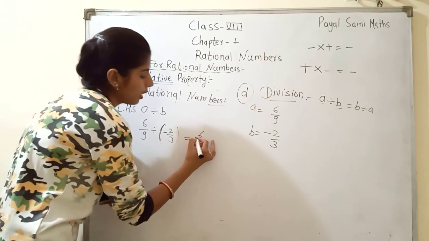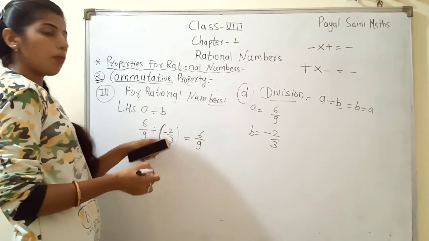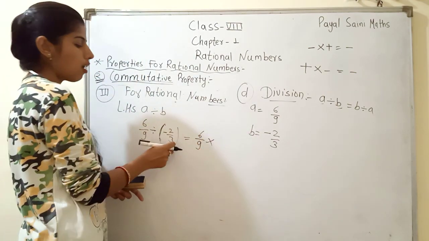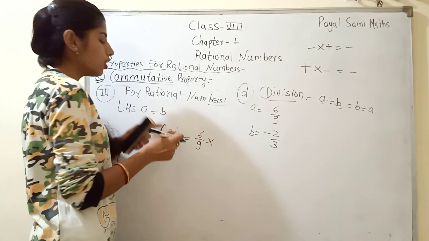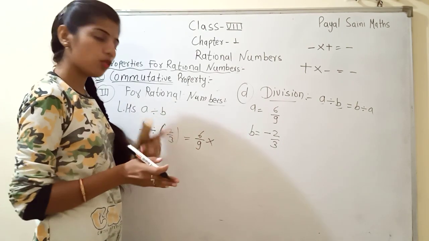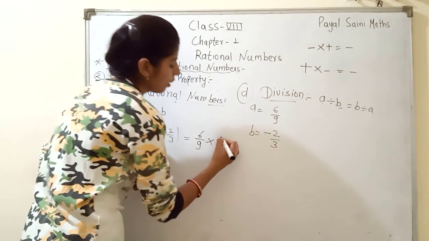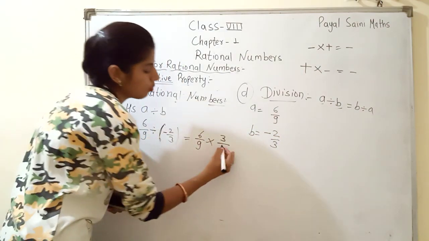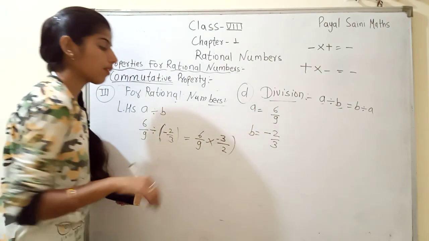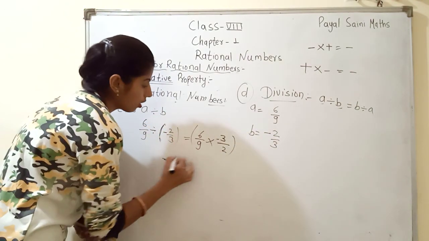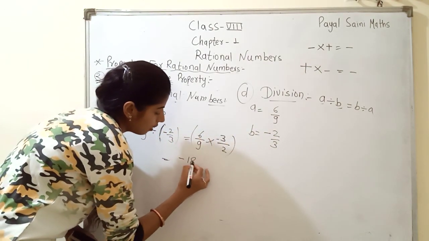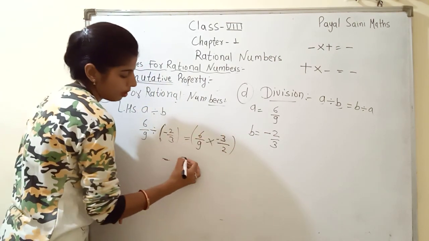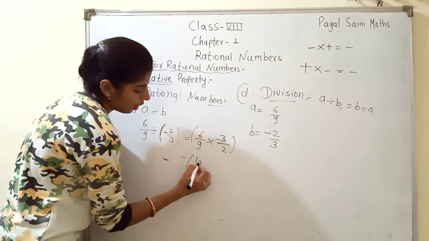Now here is 6 by 9, and what do we do? Operation: the sign will be changed to multiplication, and we take the reciprocal of the second number. Reciprocal means the denominator becomes the numerator and the numerator becomes the denominator. The denominator here is 3, so it becomes the numerator, and the numerator is 2, so it becomes the denominator. Simply we can write 6 threes are 18. First, plus into minus, and 6 into 3 is 18.